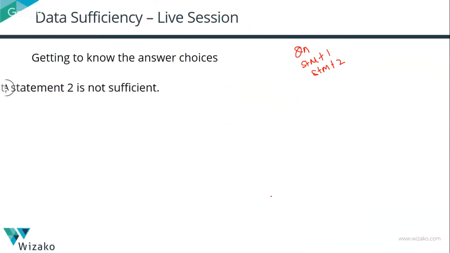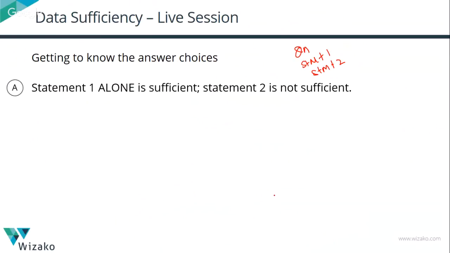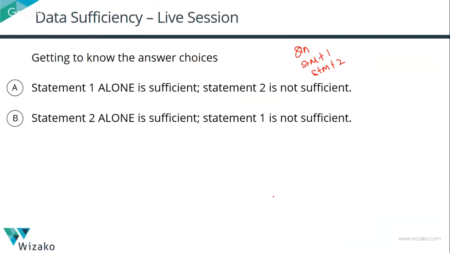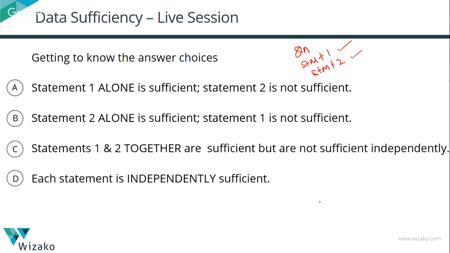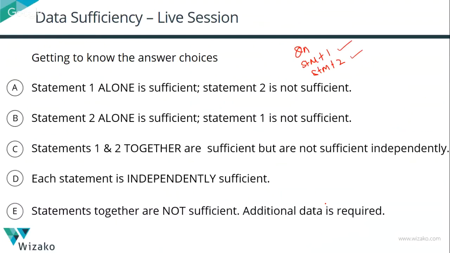If statement 1 alone is sufficient, but 2 is not, then the answer choice is A. If statement 2 alone is sufficient, but 1 is not, then the answer choice is B. If each of these statements is independently not sufficient, but if we combine the information available in these 2 statements and it is sufficient, then the answer choice is C. If each statement is independently sufficient, statement 1 alone is sufficient, so is statement 2 alone, then the answer choice is D. Finally, if you combine the information in the 2 statements and you realize that what is available is not enough to answer the question, then the answer choice is E.